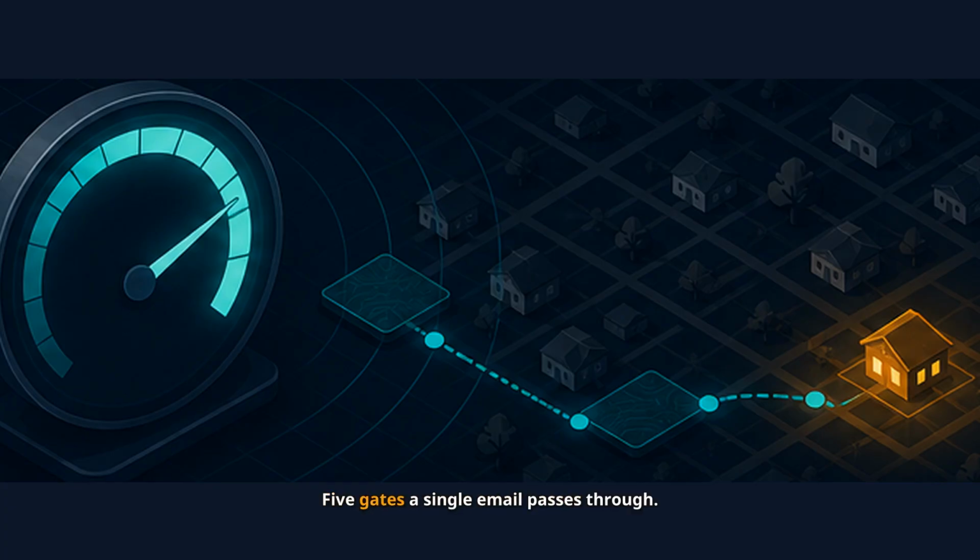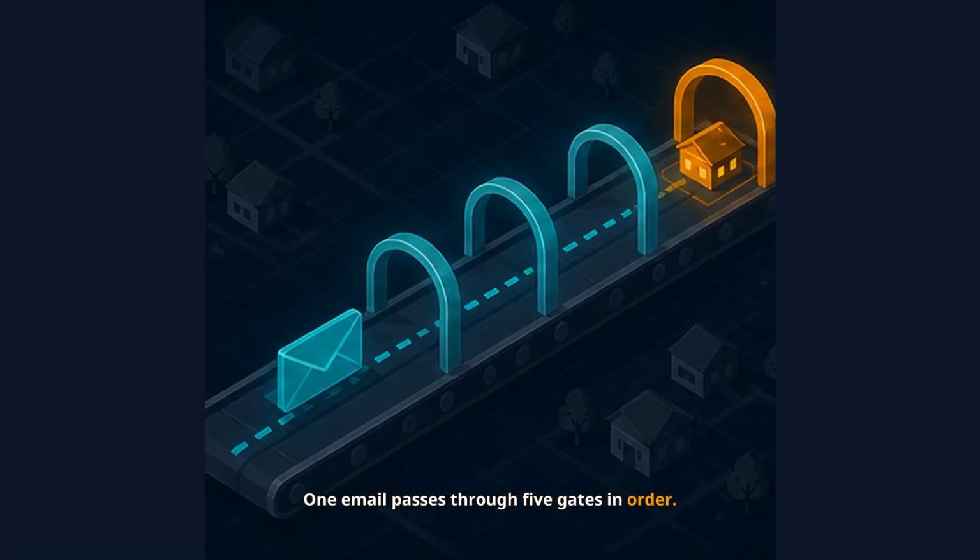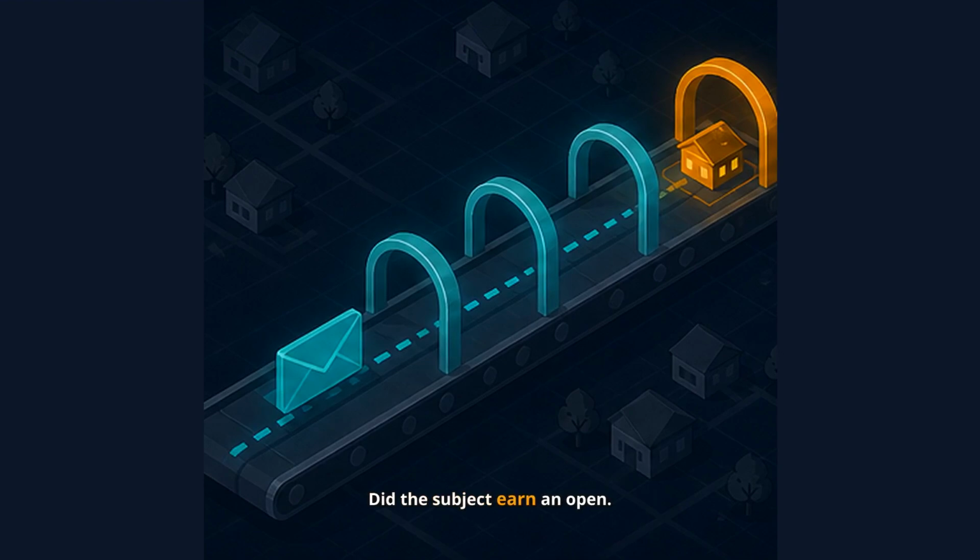5 gates a single email passes through. Most roofing advice hands you the prettiest gauge on the panel. It's also the one that's bent. Start with the frame. One email passes through 5 gates in order. Did it land? Did the subject earn an open? Did the offer earn a click? Did the click become a roofing job? Can you still reach the inbox next month?